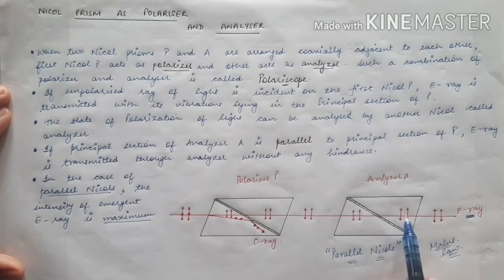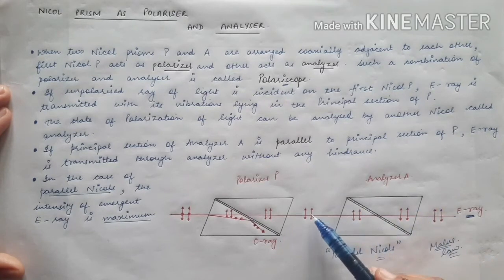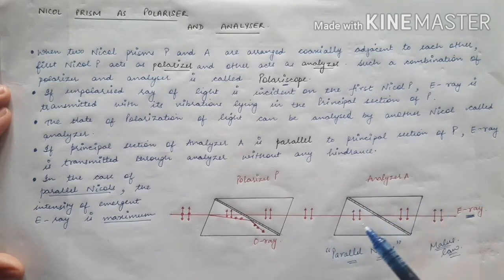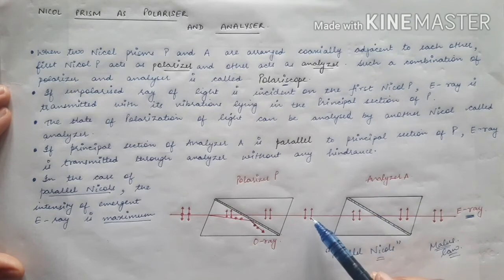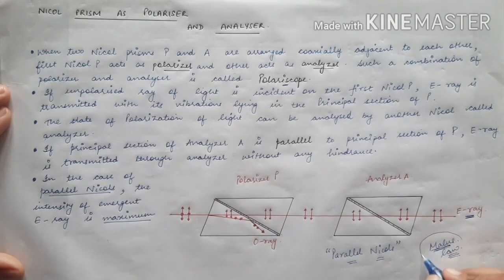If the principal section is parallel to the vibrations of the electric field, the light will pass as it is, and the intensity will be maximum. But when this principal section starts making a certain angle with these vibrations, on rotation of this second Nicol prism, the principal section will also rotate. So this principal section will make a certain angle with the vibrations of the electric field of this E ray. Let's say it makes angle theta. Accordingly, the intensity of the light which gets transmitted will obey Malus law.